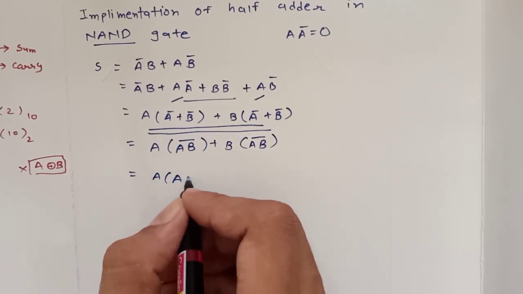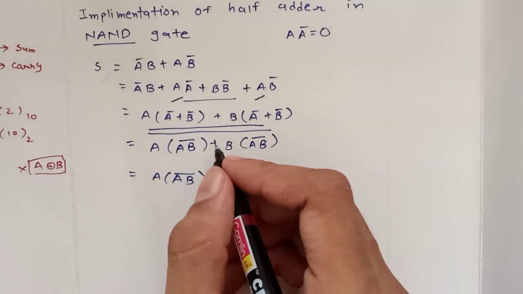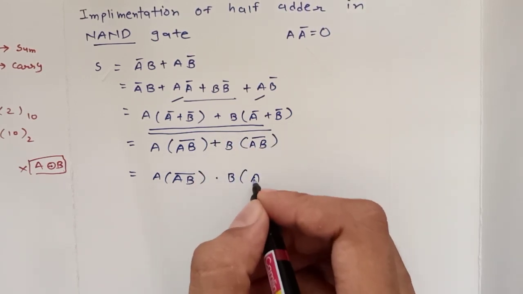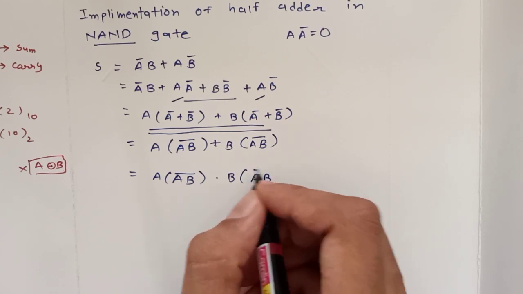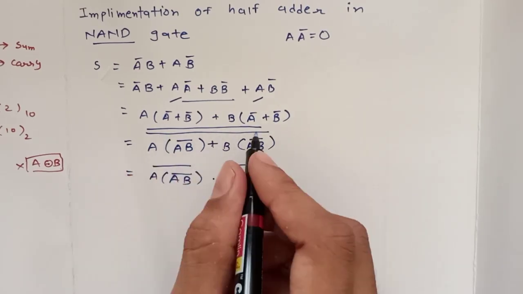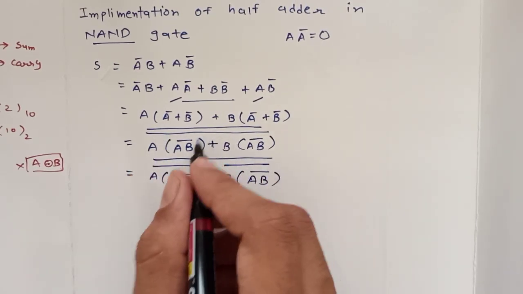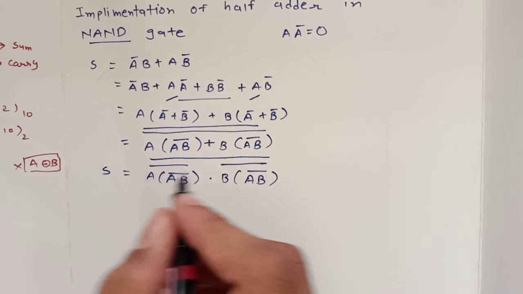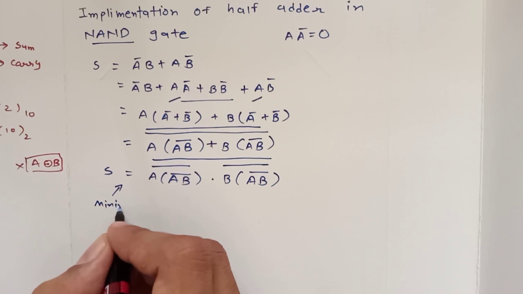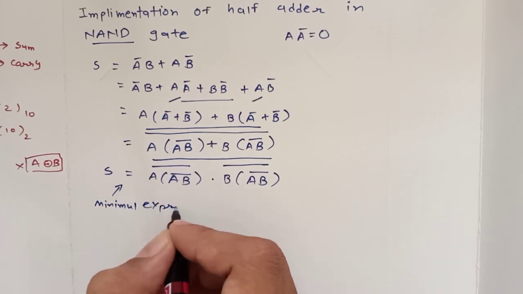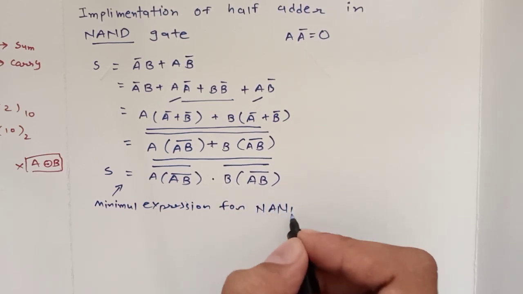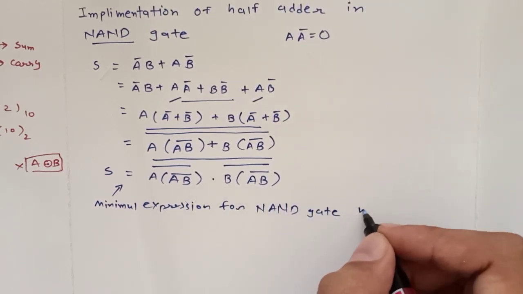Now solve this expression. We get the addition changed to multiplication: B A bar A into B whole bar. The bar is split into 2 parts and the sign is changed, so that we get this type of expression, and this is the minimum or minimal expression for the NAND gate in the half adder.